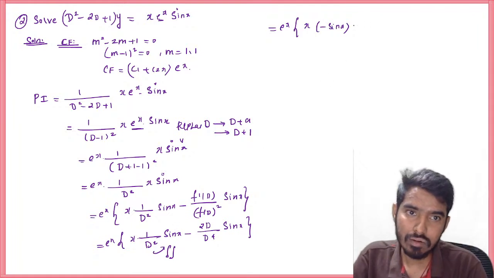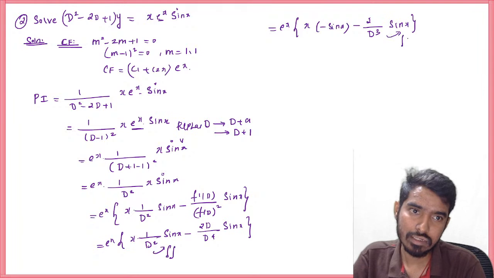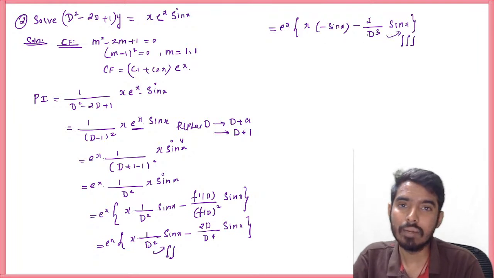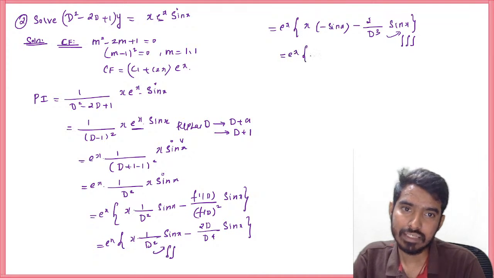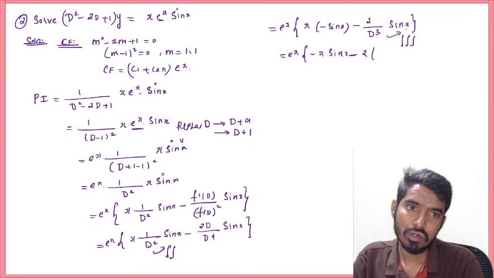And here we will have minus 2 times d cube sin x. Now we have to integrate this 3 times, right? Because we have 1 by d cube, 1 by d, 1 by d, 1 by d. This will be e power x minus x sin x minus 2 times d cube of sin x.